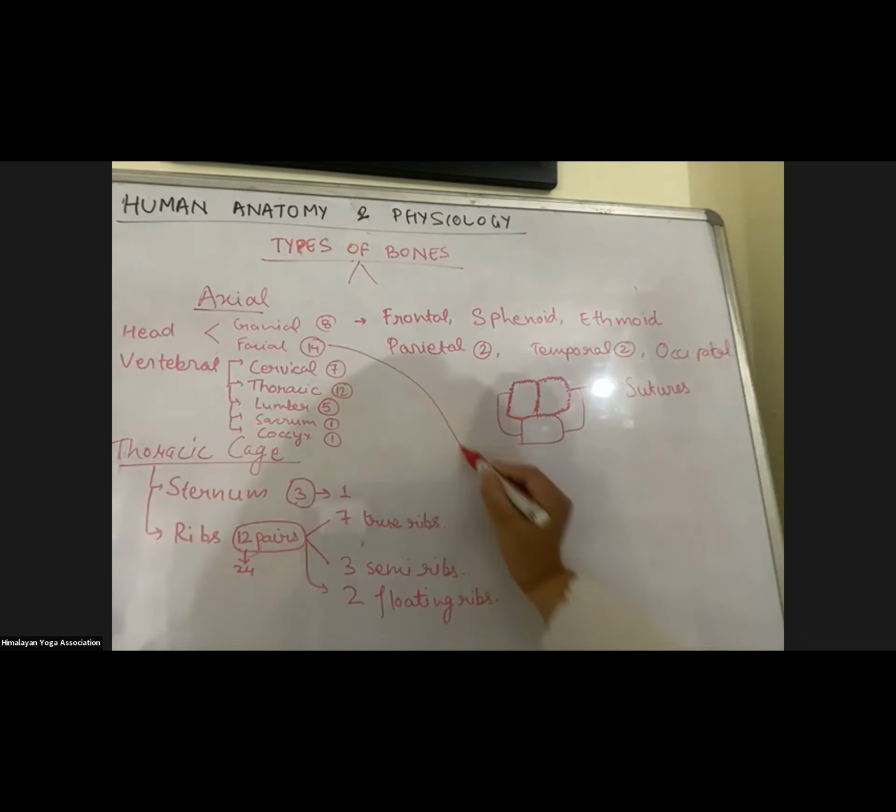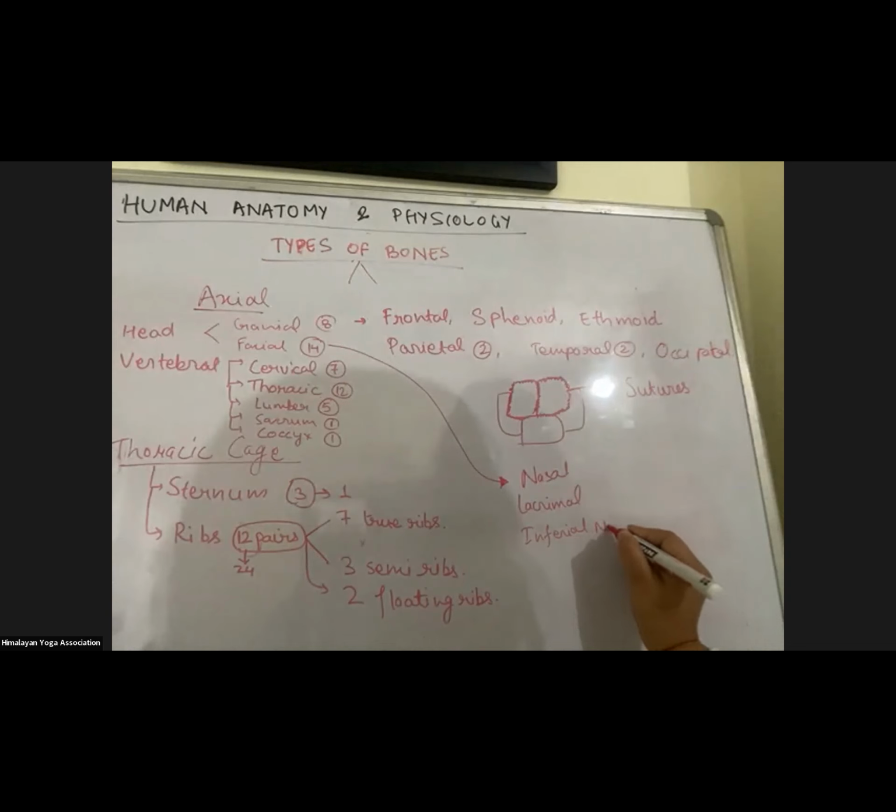Okay, now we have facial bones. Facial bones are nasal, lacrimal, inferior nasal, maxillary, mandible, palatine, zygomatic, vomer.